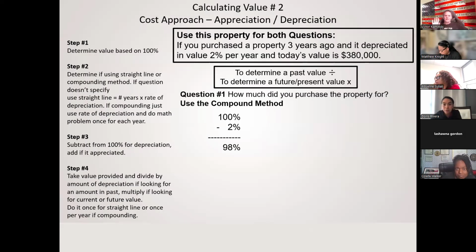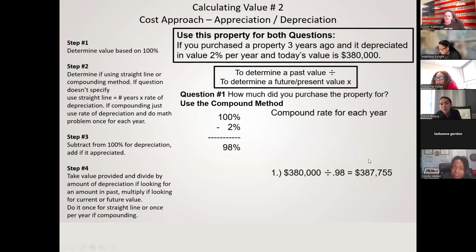Okay, well, 1 second. Depreciation is a matter of whether we put a minus sign or a plus sign here. Whether we put a division or a multiplication is if we're trying to figure out a value in the past or a future value. I just wanted to stop you there so you have that understanding. So you divide because it's in the past. So 380 divided by 0.98. That gives you 1 year.